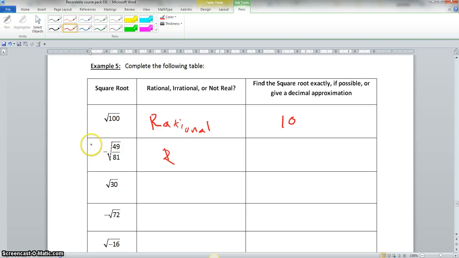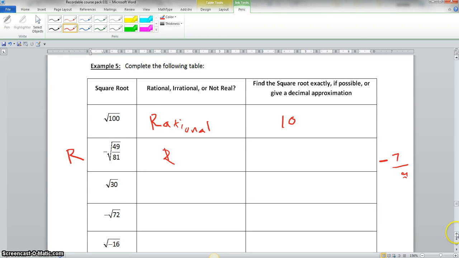Well, I'm going to write the R on the outside because for some reason inside this box it jumps. So this R will represent rational. And then over here, like we said, this would be negative, and then the square root of 49 is 7, and that's all over 9, because the square root of 81 is 9.